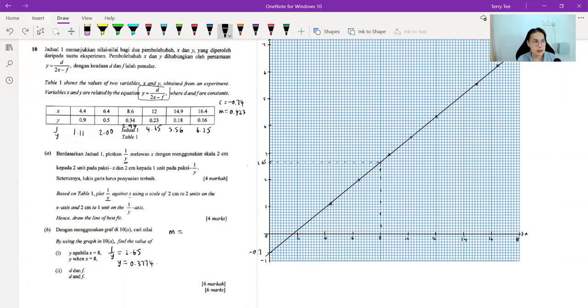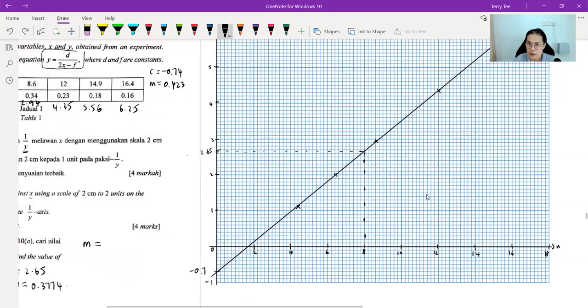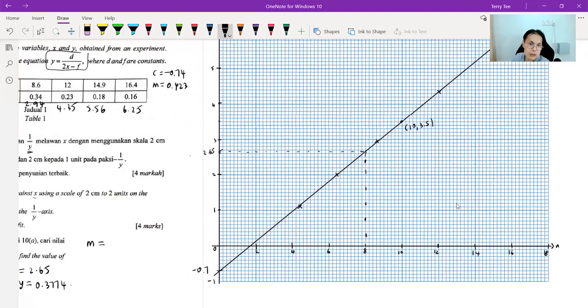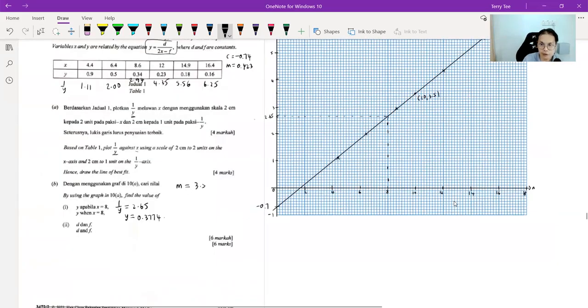Okay, let me undo this. Okay, where is 10? At 10, it sits at exactly this point, 10 and 3.5. Yeah, 10 and 3.5. It looks like 3.5 here. Okay, so I'm going to calculate my gradient. So my gradient is 3.5 minus -0.7 divide 10 minus 0.